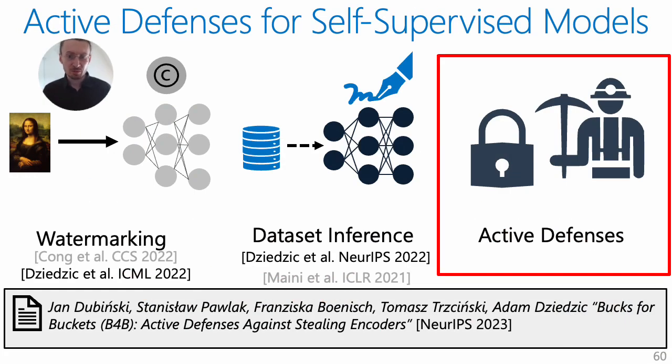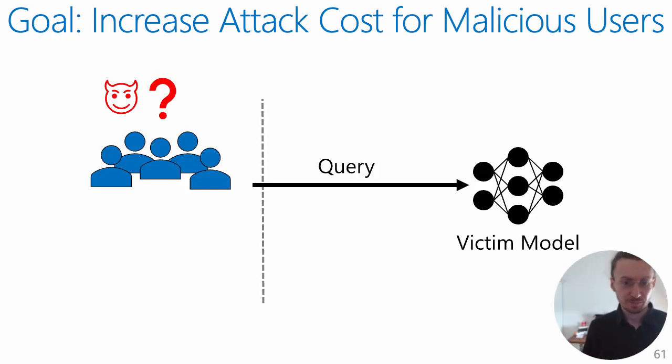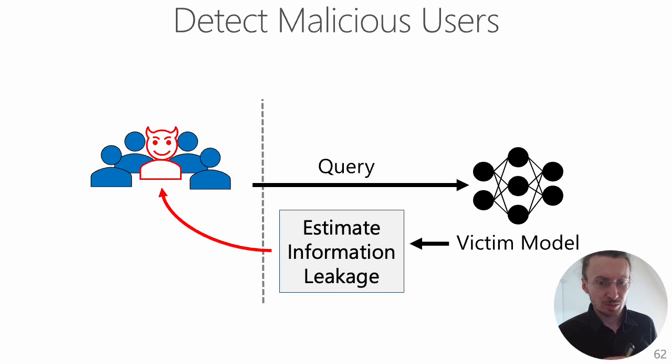To tackle the problems with ownership resolution, we created novel active defenses against stealing SSL encoders. The goal in active defenses is to increase the attack cost for malicious users, but the question is, how can we identify these malicious users? To detect a malicious user, we estimate information leakage for a given user. By definition, an adversary wants to extract as much information from the model as possible. Users who extract much more information from the API than legitimate users have to pay much more for access to the API.